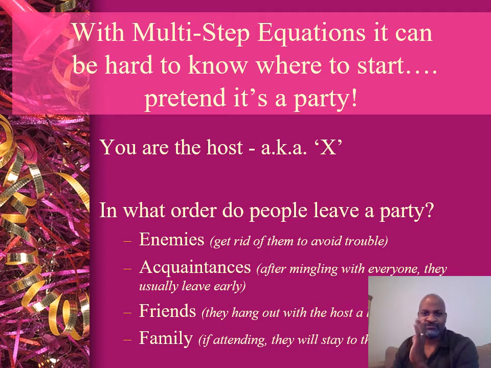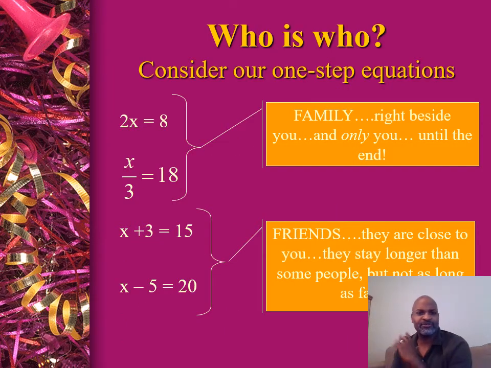Enemies, you want them to leave first because they cause trouble. Acquaintances come next. They kind of mingle with everybody, and then they usually leave early because you don't know them that well, but they know you, whatever. And then you've got friends; they hang out with the host for a while, and then after a while they leave. And then family, they'll stay to the very end because they're family. They might live in the house where you're actually having the party.